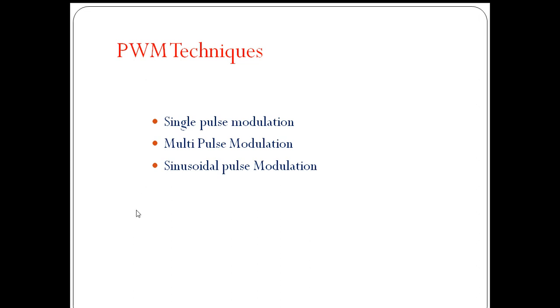The main techniques which we are having in this PWM inverter are single pulse modulation, multi-pulse modulation, sinusoidal pulse modulation. Depending upon the type of reference and carrier waves which we are using, accordingly these PWM techniques are classified as single pulse modulation technique, multi-pulse modulation, sinusoidal pulse modulation. We are going to see each one in detail right now.